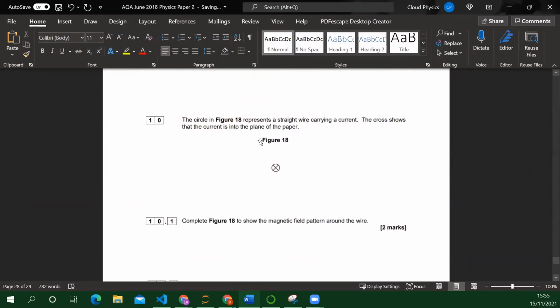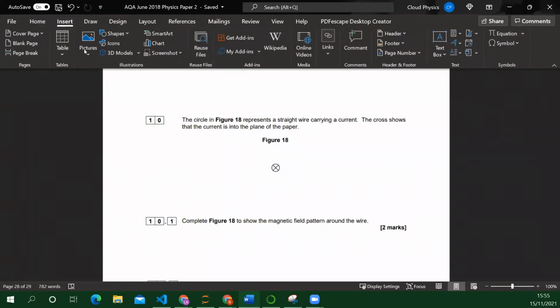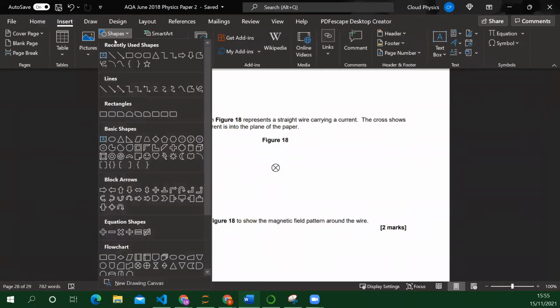Last question, figure number 18. The circle in figure 18 represents a straight wire, so it's a different thing completely, carrying a current. The cross shows that the current is into the plane of the paper. Well, it's a wire, okay, so it's a right hand rule. If you got your right hand and you put your thumb into the paper, okay, it's concentric circles.